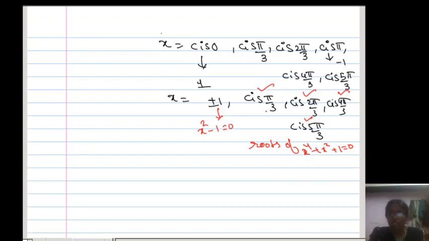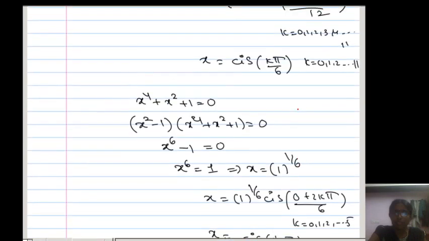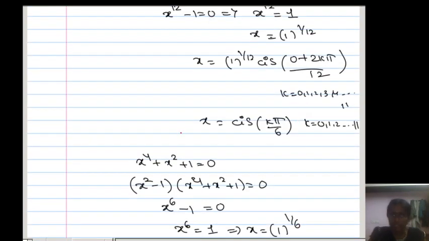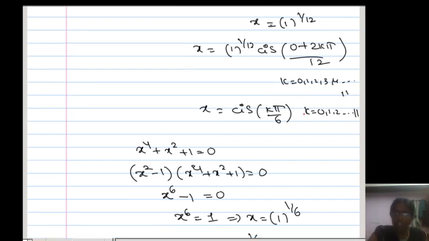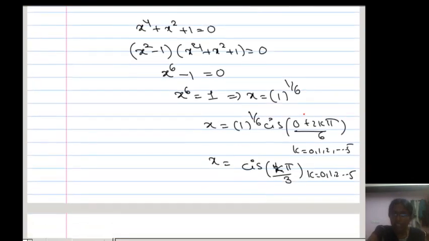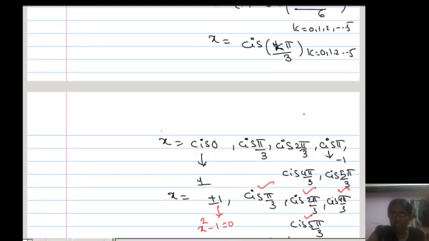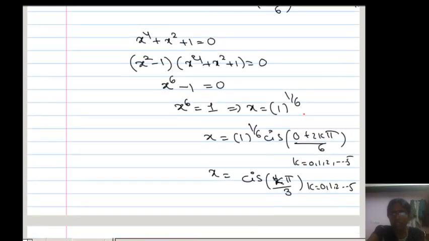Okay, so now I got the roots of this equation, and I want to find the common roots. So how many roots do you have? These three. I am checking that. So how many roots for the 12th root of unity? You can observe this. If I substitute here, how many are you getting? You can see cis pi by 3, 2 pi by 3, 4 pi by 3, 5 pi by 3. You can observe here.